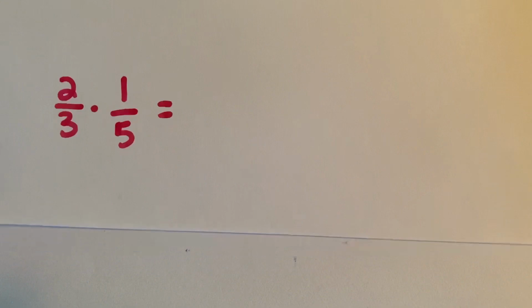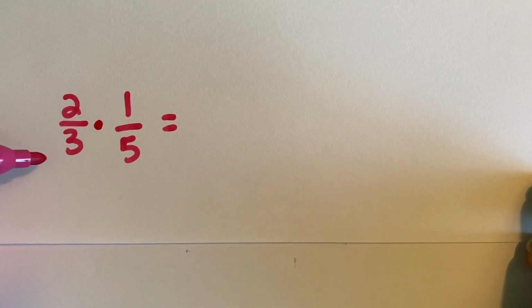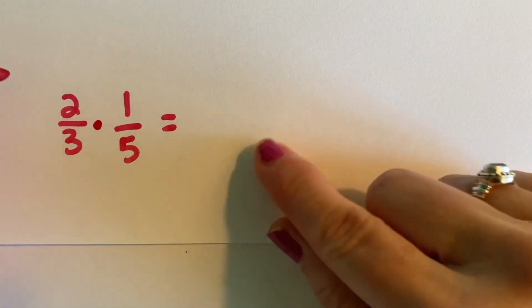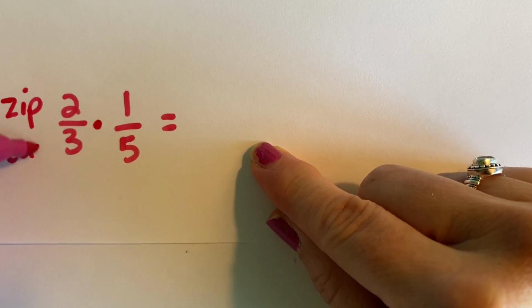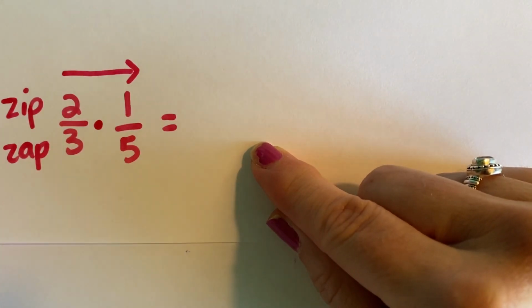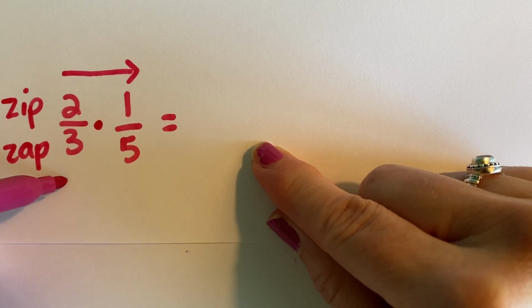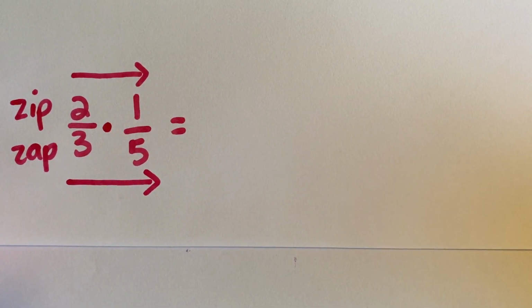Take a look at this first one. 2/3 times 1/5. Okay, when we add and subtract, we would have to get a common denominator. Nope, not when you multiply. When you multiply, you do what I call zip, zap. You zip straight across the top, numerator to numerator, and you zap straight across the bottom, denominator to denominator.